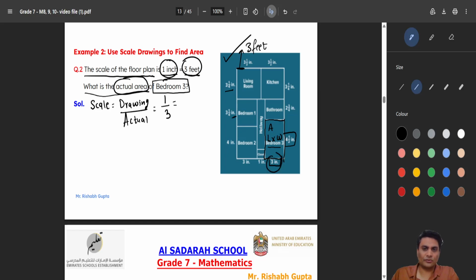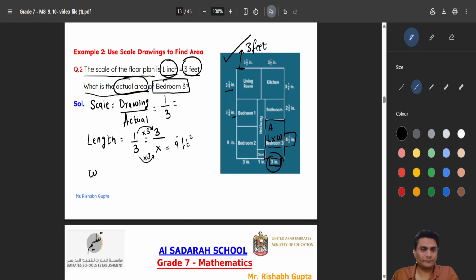Let us take 3 inches first. So let us take the length. For the length, I have scale 1 over 3 here, correct? In the drawing, how many inches are given? 3 inches. So in the real world, it will be x. So how will you change the 1 into 3? By multiplying by 3. So do 3 times 3 here also. It will become how much? 9. Correct? So in the real world, the length is 9 feet.